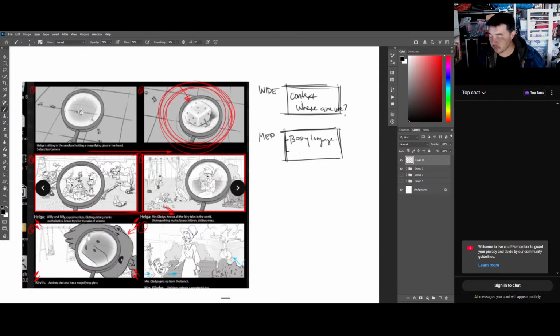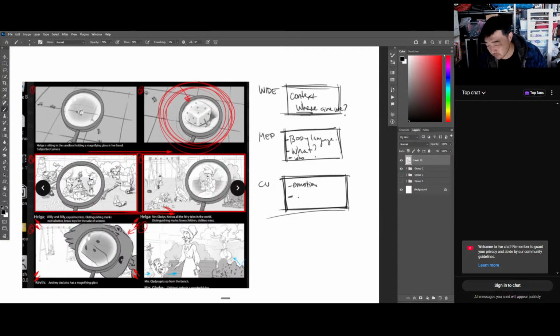It gives you what is happening. And you have your close-up shot. Your close-up not only gives you the what, but it gives you the who. The close-up shot gives you the emotion.